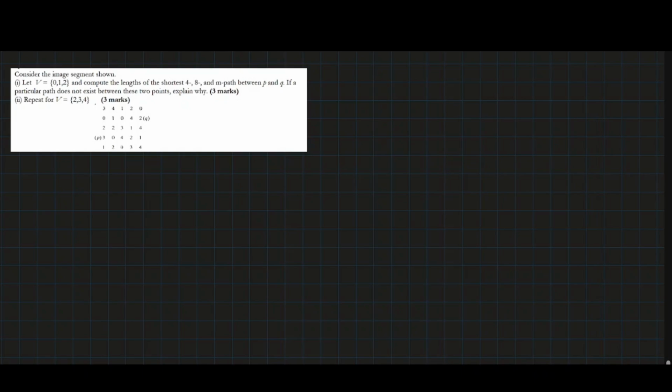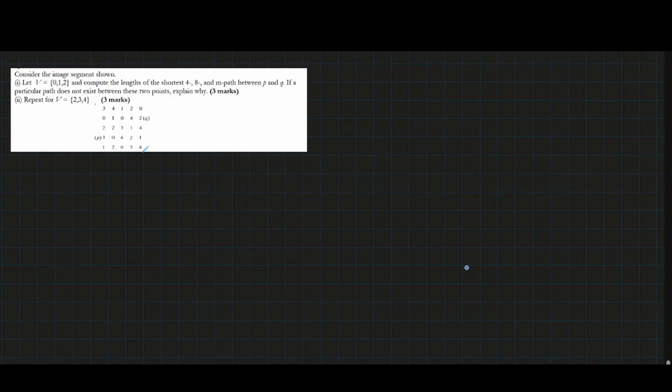Hi guys, so we're going to be solving this question from the Gonzalez and Woods digital image processing textbook. It says let the set V be equal to {0, 1, 2}. Basically, the set V defines the allowed numbers we can walk through in the path. Compute the length of the shortest 8, 4, and M path between P and Q. If a particular path does not exist between the two points, explain why.